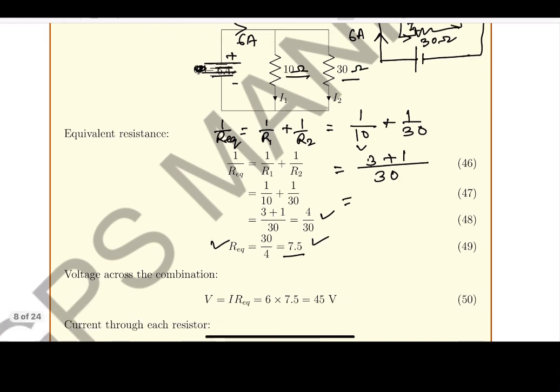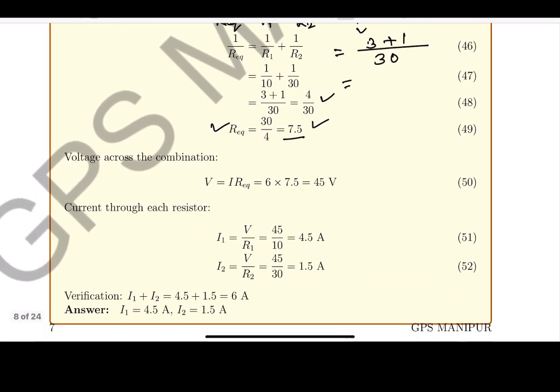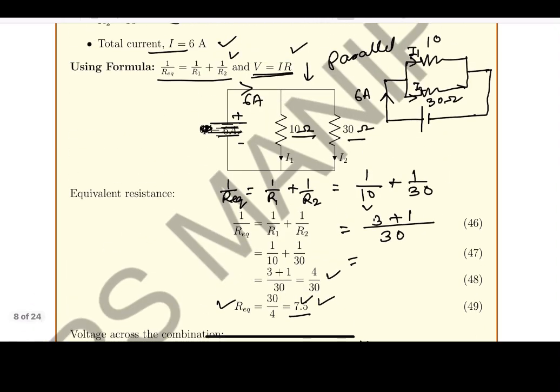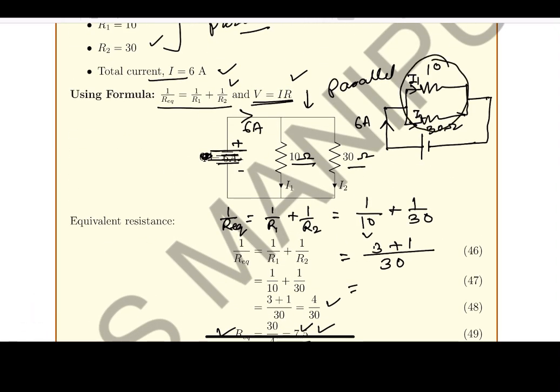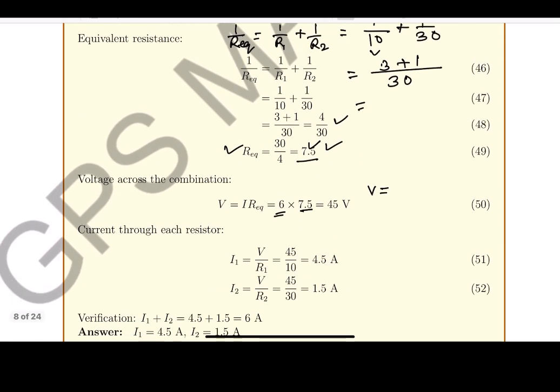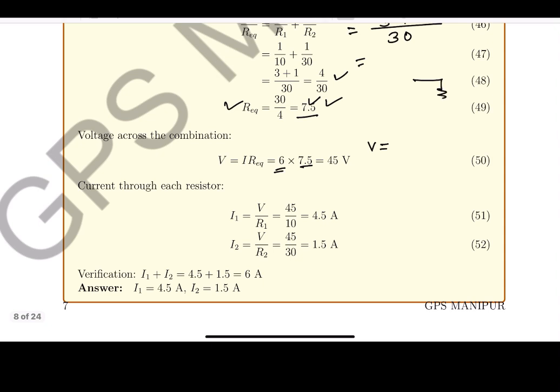Okay. Now let's find out the voltage. After that, I want to find out the voltage. Voltage is equal to 7.5. What is 7.5? Sir, these two in parallel make 7.5. Got the thing? 7.5 into 6. Why 6? Because this is the current. So now I got, this is 7.5 ohm, current is 6 ampere. Now what will be the voltage here? Voltage will be 7.5 into 6, 45 volt.